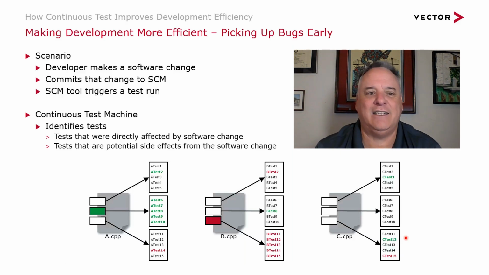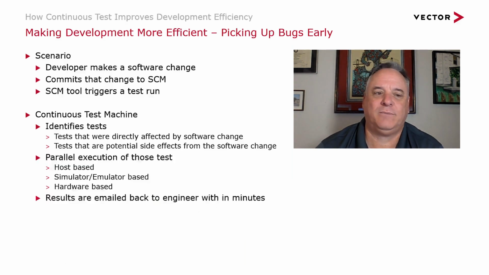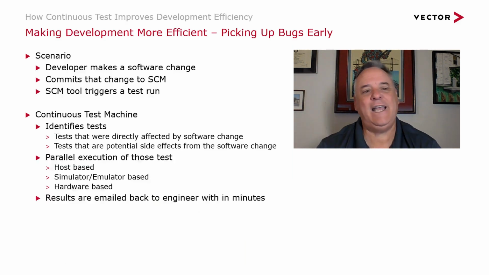Okay, and that's the idea of identifying the specific tests that need to be run to really, again, get these tests run quickly and get the results back to the developer. And then we take those tests and we can parallelize them. Whether it's the host or the simulator or the hardware based, we parallelize those tests, spread them across 15 machines, run those 15 tests, and get that data back as soon as possible.